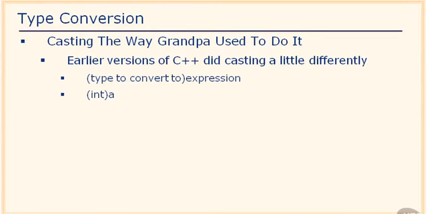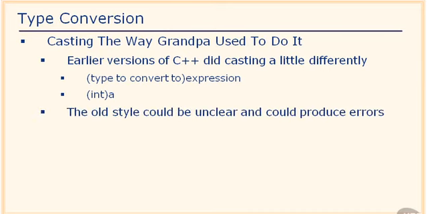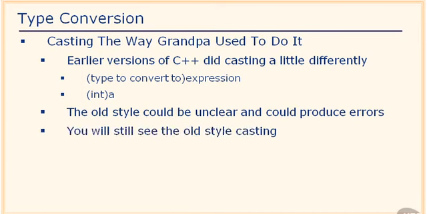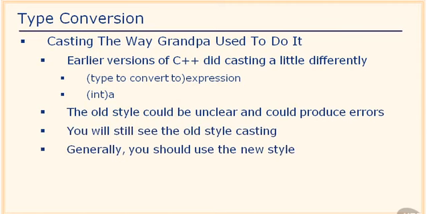So for example, to cast the variable a to an integer, you would have typed int in parentheses and then the variable a. Now this is really cool. It's considered by a lot of people easier to write, easier to read, and all that kind of stuff, and you will still see it out there. However, this old style could be unclear in a lot of different situations. It could produce errors, it could confuse people, it could make the code hard to understand, but you will still see this out there. It was very popular. It's the way everybody did it and everybody got used to it.